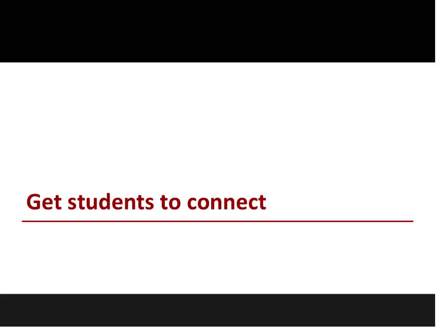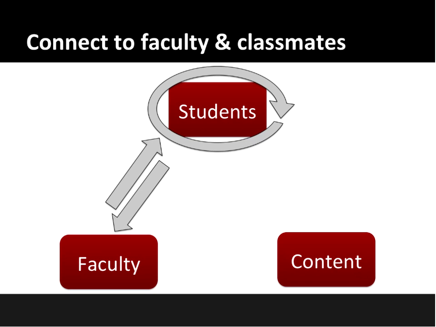So our first goal then is getting students to connect. And that's a fairly vague statement, getting students to connect. So I want to break that down a little bit more specifically. If you've attended any of our earlier workshops in this series on quality online courses, you may have seen this diagram before. This is the interactions diagram. How are the components of a course related to one another? And usually what you're going for is to have students interact with faculty, themselves, and content.